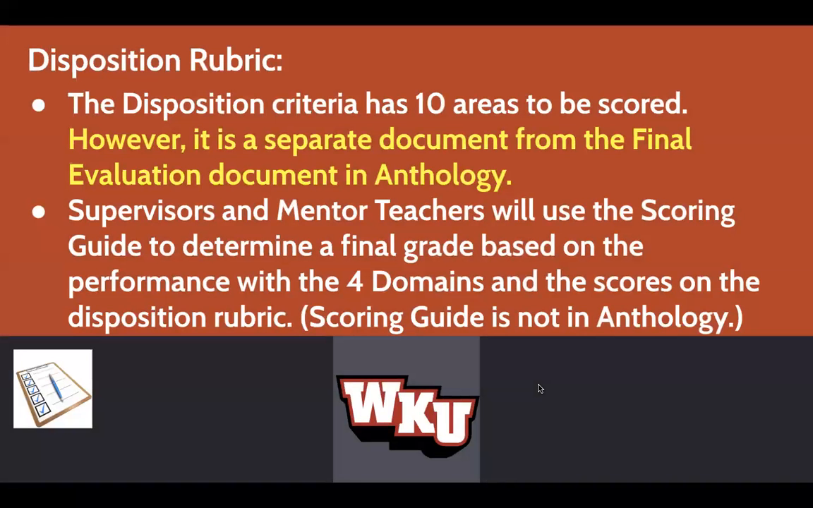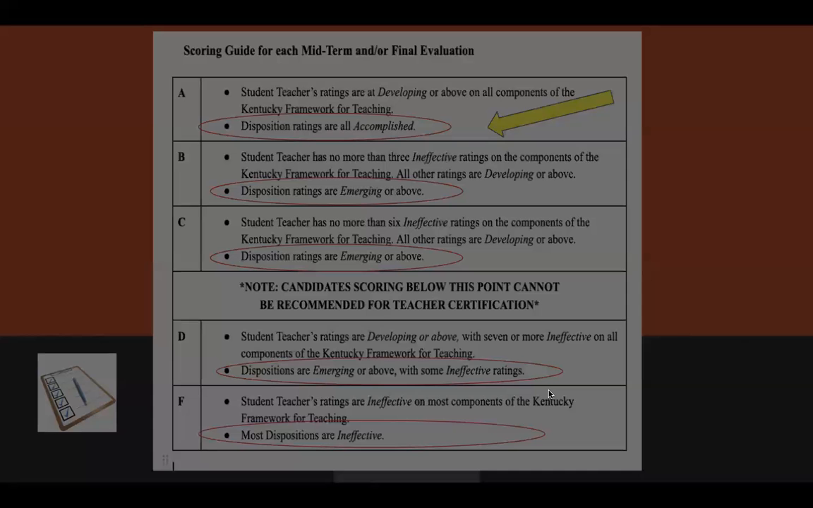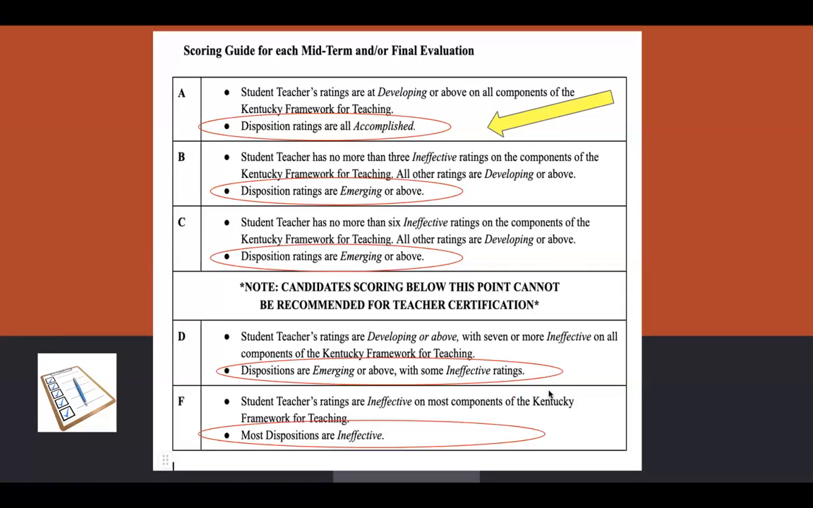So I mentioned the disposition rubric has 10 areas to be scored, which we'll look at, but it is a separate document when we go into Anthology. It'll make more sense when you see the Anthology program, but it's not tied to the final evaluation in Anthology. It's not one document. They are tied in the scoring. They need to go together when you and the mentor teacher decide on a grade, but they're 2 separate documents in Anthology. So sometimes it can be confusing. This is the scoring guide that I mentioned.